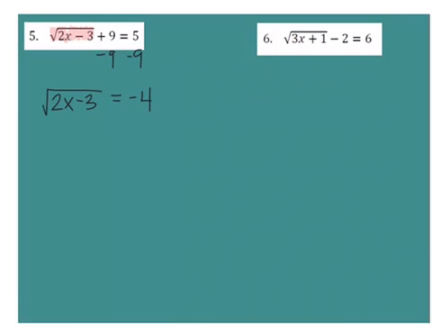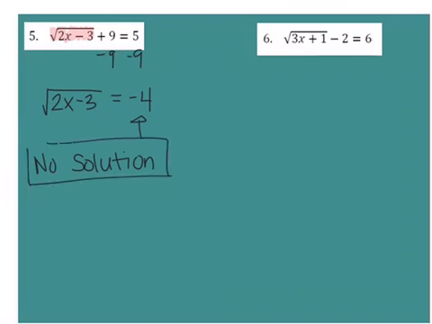Now remember, I cannot have a square root equal a negative. When I have that, that is called no solution. There is no way that I can plug a number into my x there, take the square root of it, and then get a negative number.